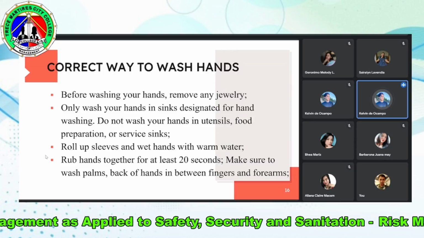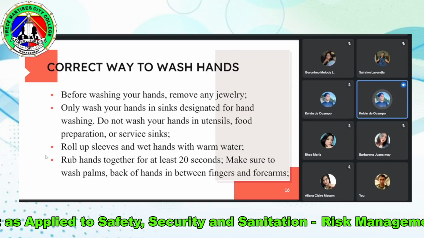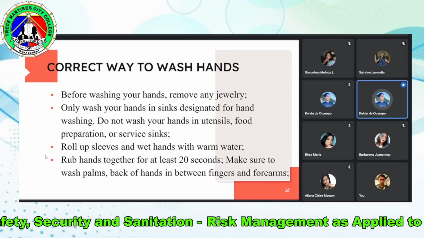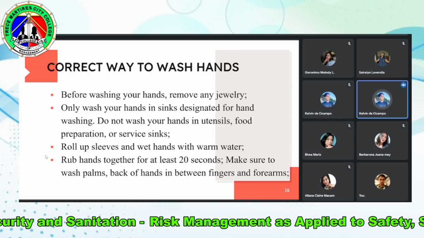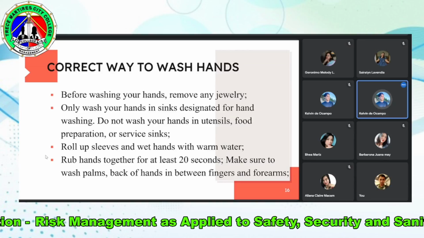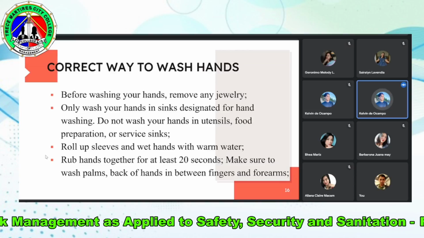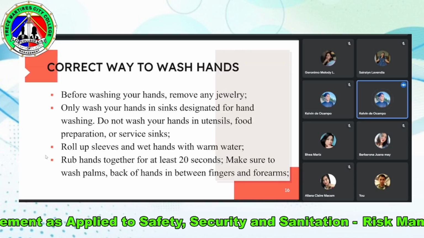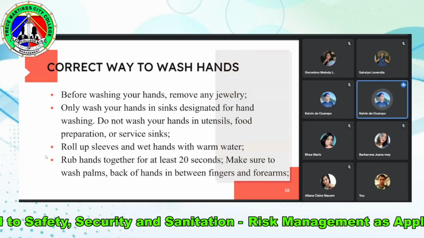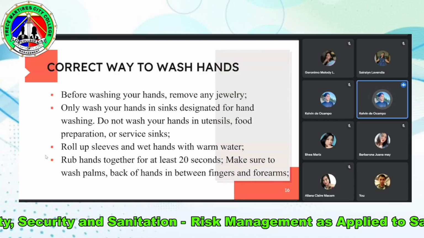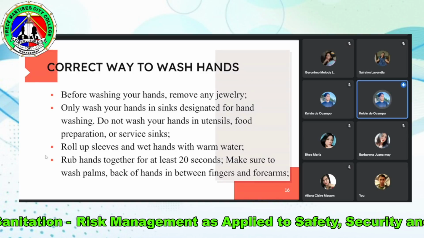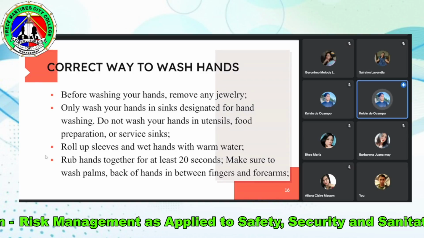The third one, roll up sleeves and wet hands with warm water. Roll up your sleeve po if meron and basain po yung kamay natin ng warm water para po malesen yung germs natin sa kamay. Rub hands together for at least 20 seconds. Make sure to wash palms, back of hands, and in between fingers and forearms. Kuskusin daw po ng maigi yung kamay ng at least 20 seconds each. Siguraduhin po na nahugasan yung palad natin, yung pagitan po ng mga daliri, yung braso.